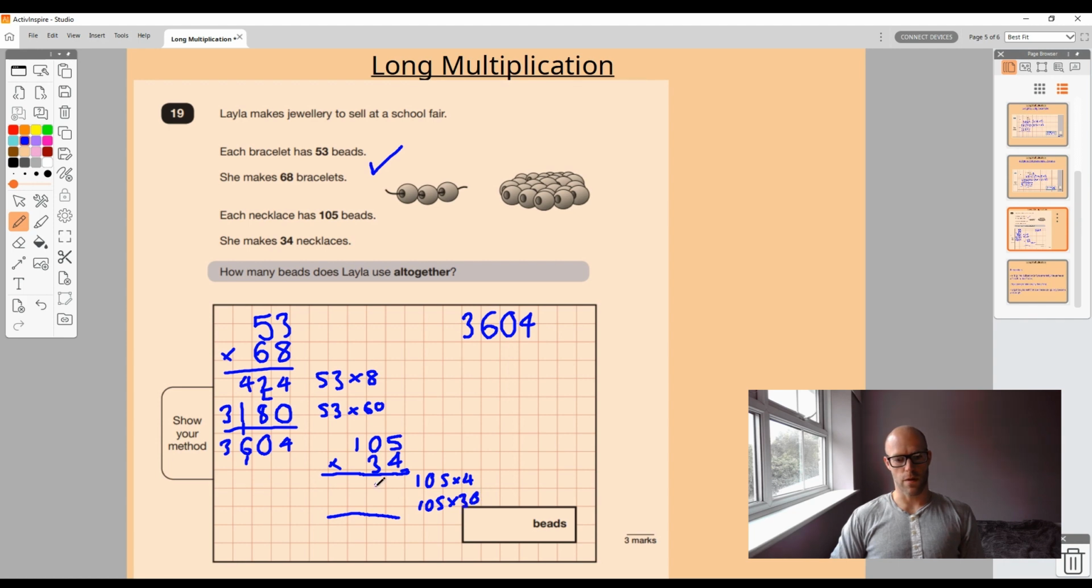Let's go then. 4 times 5 is 20. 4 times 0 is 0. Add the 2 is 2. 4 times 1 is 4. Put a 0 in here. 3 times 5 is 15. 3 times 0 is 0. Add the 1 is 1. 3 times 1 is 3. Add them up. 0, 7, 5, 3. 3,570.